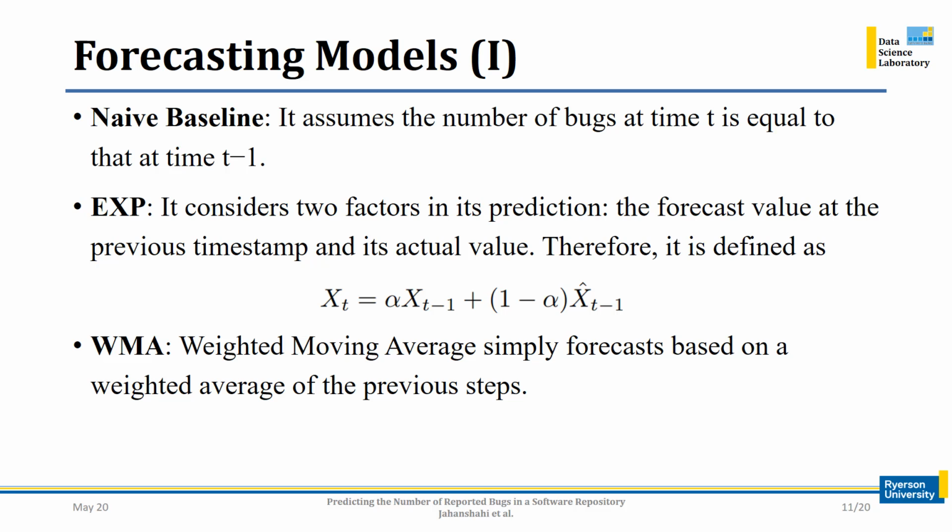EXP, which stands for exponential smoothing, considers two factors in its prediction: the forecast value at the previous timestamp and its actual value. Therefore, it is defined by the formula that you can see here. XT is defined based on what we have at time t minus 1, our prediction, and also the real value at time t minus 1. And weighted moving average simply forecasts based on the weighted average of the previous steps.